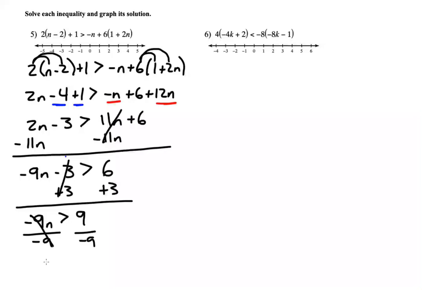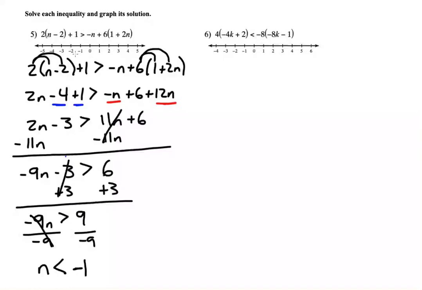So these cancel. On the left-hand side, I have n. On the right-hand side, I have 9 divided by 9, which is just 1. I have a positive divided by a negative, so that makes it negative. And because I divided by a negative, my sign flips from a greater than to a less than sign. So n is less than negative 1.